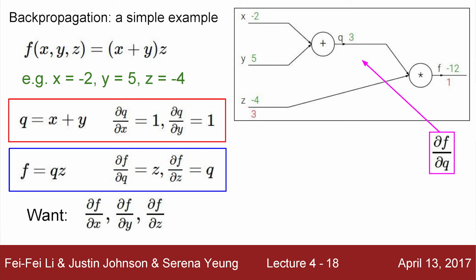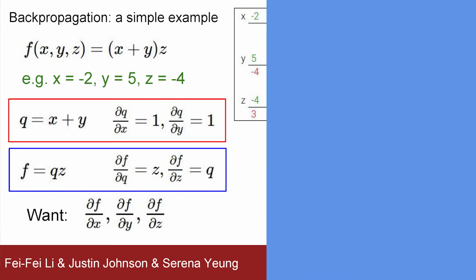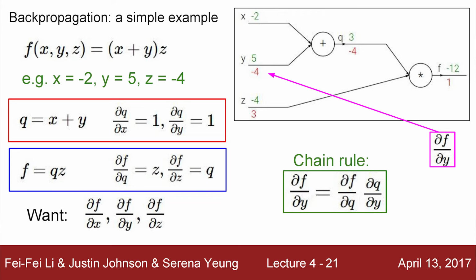So what's df/dq? Luckily, we wrote it down here. It's z. We computed it just from the multiplication operation. And z is -4. It's in the green text up there, one of our inputs, one of our green values. So we have -4, and now we need to pass that through the plus operation. So what's df/dy? This is where the chain rule comes in. df/dy is the product of the gradient coming in here, which is this red value, df/dq, times dq/dy, which is a gradient that's in this bubble.